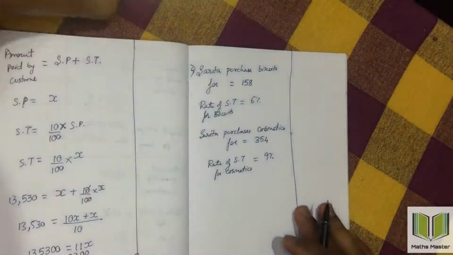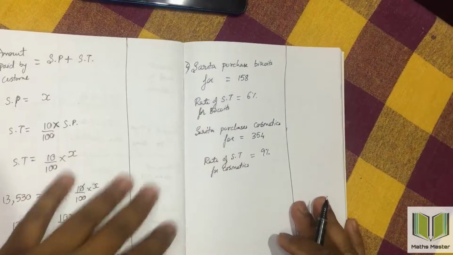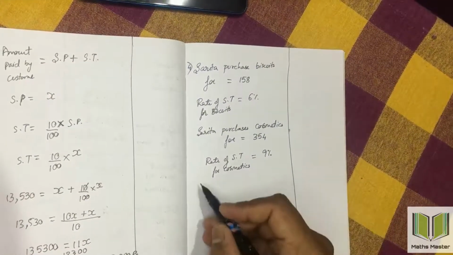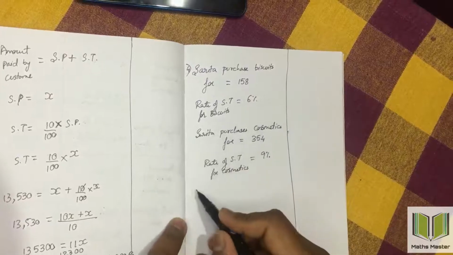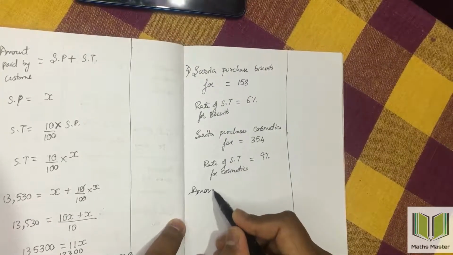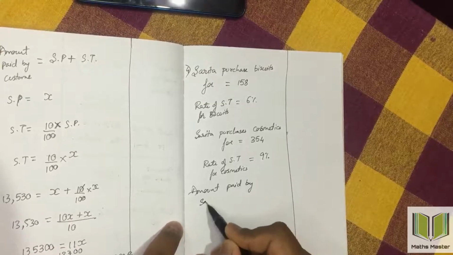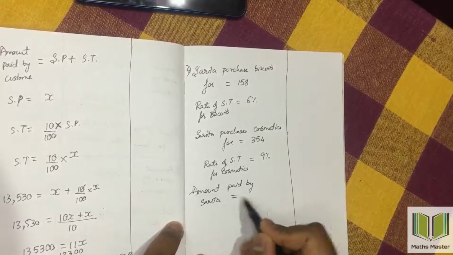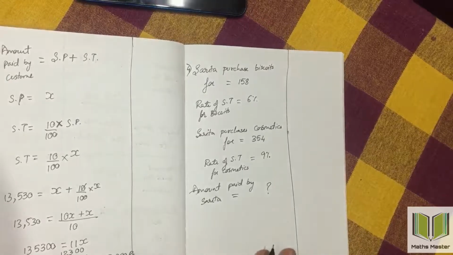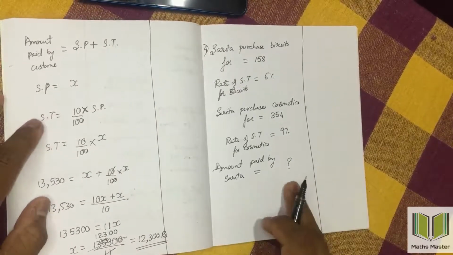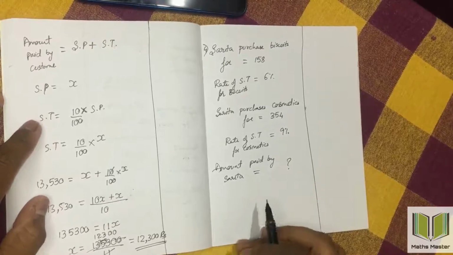Okay, find the total amount to be paid by Sarita. You need to find out what is the amount paid by Sarita. I'm writing down the question. They're asking what is the final amount paid by the customer. Total amount paid by Sarita is equal to question mark. We are supposed to find this part. Now, how do we do this one?